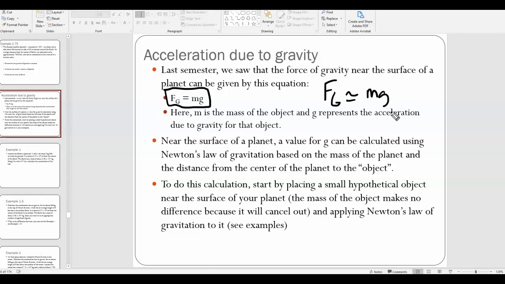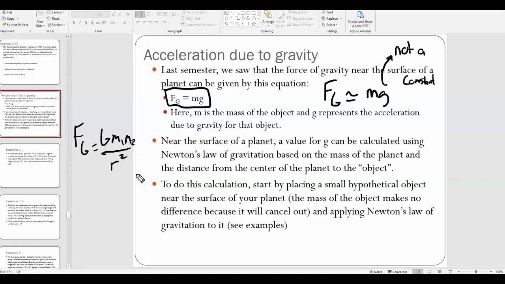And the reason it's an approximation is because in reality, the acceleration due to gravity is not a constant. As we'll see in a moment, it actually depends on the distance you are from the center of that planet or the moon. Okay, so the grown-up equation for the force of gravity is the one we've been dealing with, and that's Newton's law of gravitation, the G m1 m2 over r squared equation.